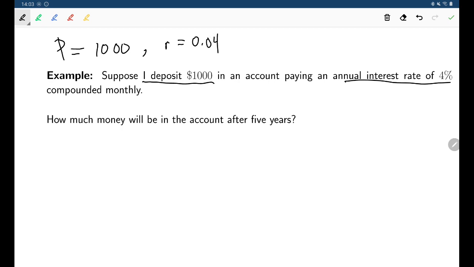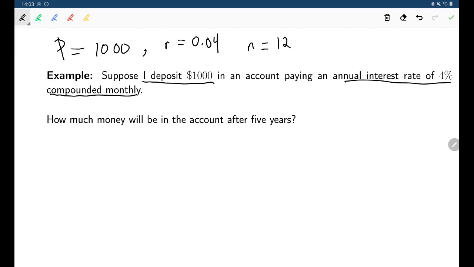This is something to mention before we go further: although in everyday language we speak about percentages like 4% or 10%, when we write them in the formula, we express them as decimals. So I'm not going to say that R is 4, even though it's an interest rate of 4%. I should be saying that R is 0.04. And then finally, we are also told that this interest is being compounded monthly. So we're being told that N is 12.